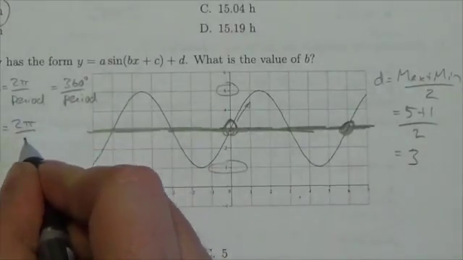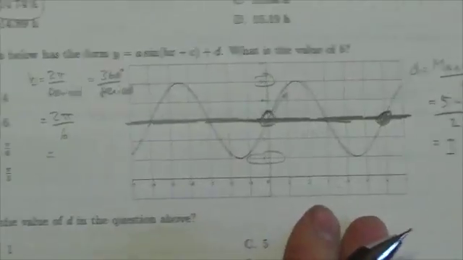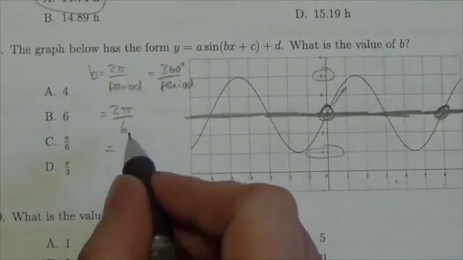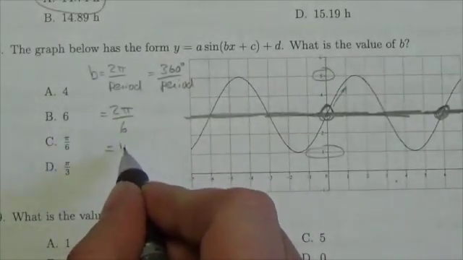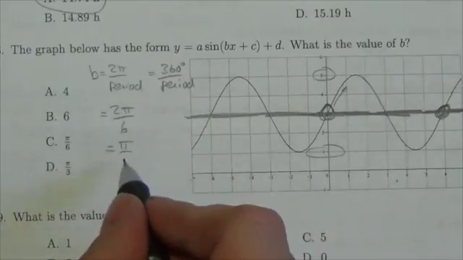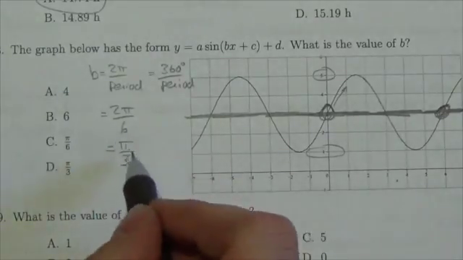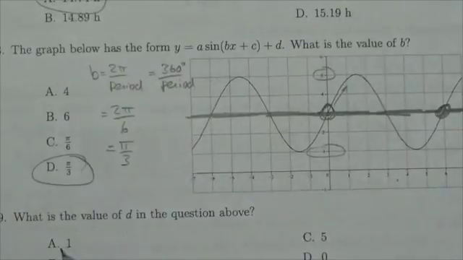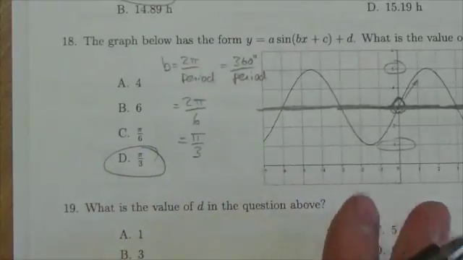So then I've got 2 pi divided by 6. Oops, sorry, can't hardly see that. 2 pi divided by 6, and there's a common factor of 2 shared between the numerator and denominator, so I can cancel that out and I get pi over 3. And that's what b is saying, so my answer here is d, pi over 3.